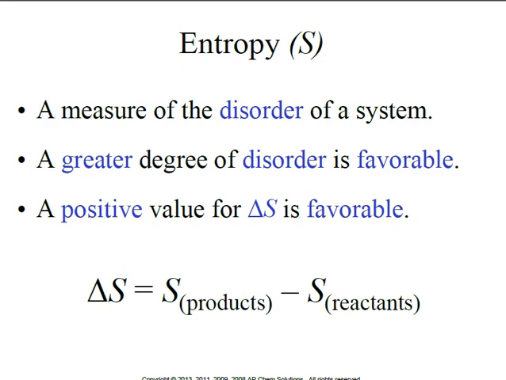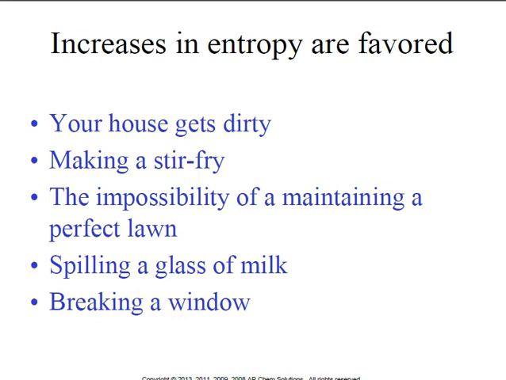To find delta S, you simply use the S value of the products minus the S value of the reactants. We are not commonly going to calculate delta S. Instead, we want to be able to tell if it's positive or if it's negative, if we're creating a greater degree of disorder or a lesser degree. Here are some examples that have a positive entropy, and they show us that an increase in entropy or an increase in disorder is a natural process.